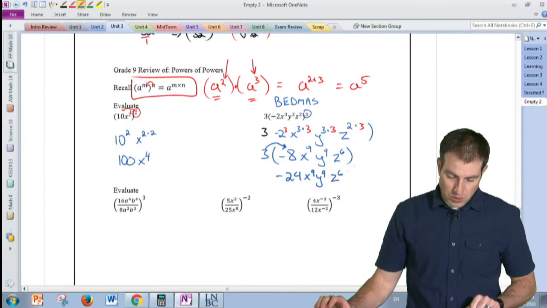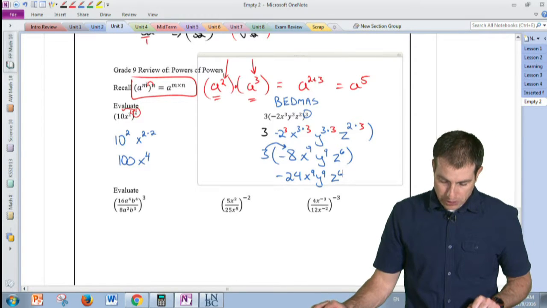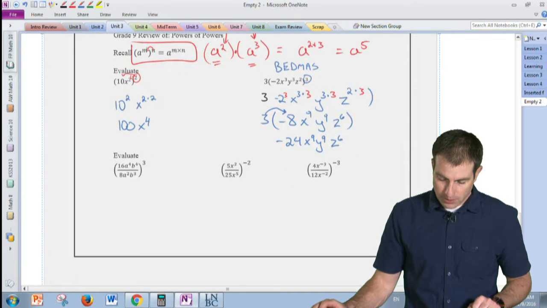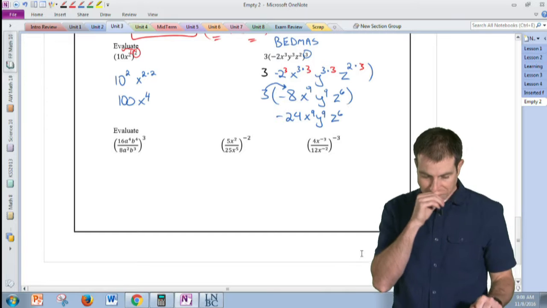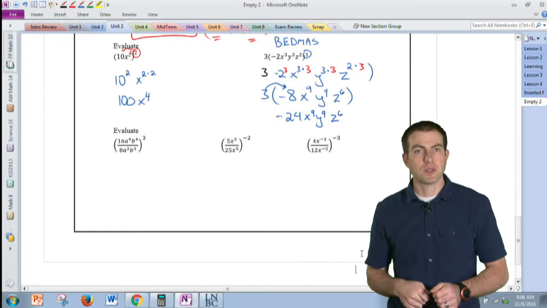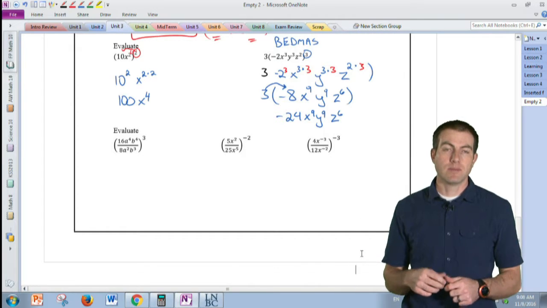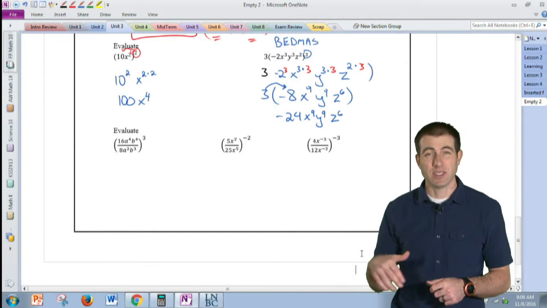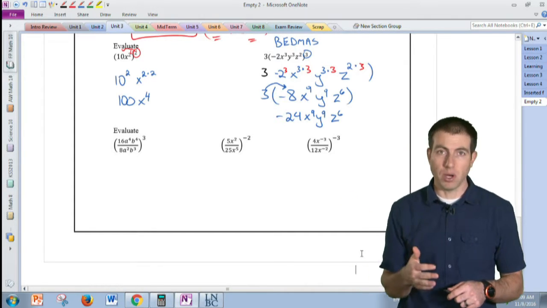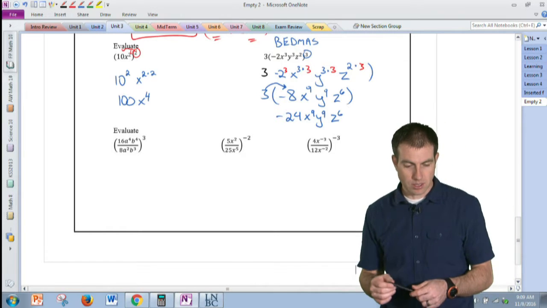All right, these last 3 are a bit trickier again. Nothing too terrible though. Same principles apply to what we just looked at, except now we have fractions to deal with. So as I said before, if it's on the top, it gets the exponent. If it's on the bottom, it gets the exponent. Everything needs to get the exponent.